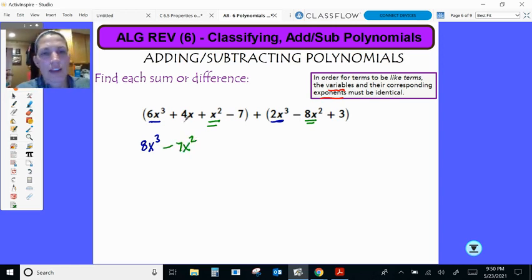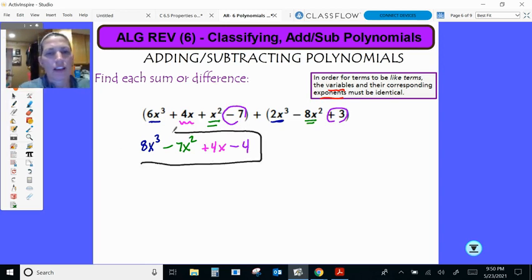Then I can go to my 4x, and I don't have an x term over here, so it's just going to be plus 4x. And then I can go to my constant here, negative 7 and a positive 3 gives me a negative 4. And so this is simplified right here, okay? All right, here is my simplified polynomial, okay?